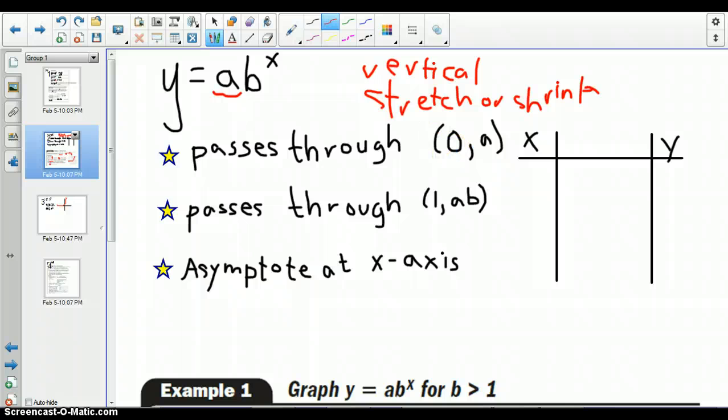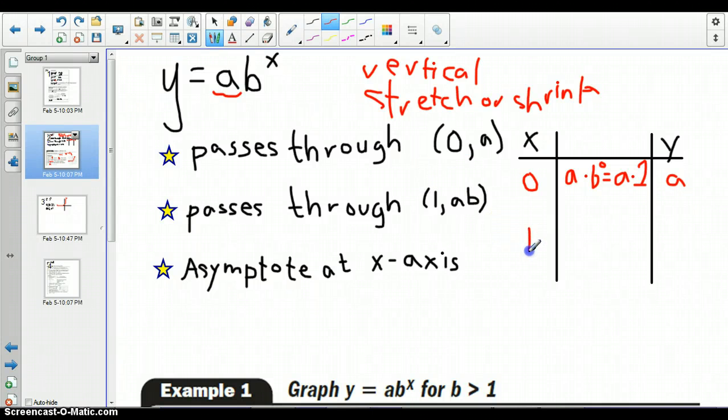If we have the function always passing through 0 and a, this 0 is the x value. So if we plug 0 into this x, we would have a multiplied by b to the x, and in this case our x is 0. Class, what is b to the 0 power? Just 1. Anything to the 0 power is 1. So you're left with a times 1, which is just a. Anytime you plug in 0 into this x value, you're always going to be left with a.